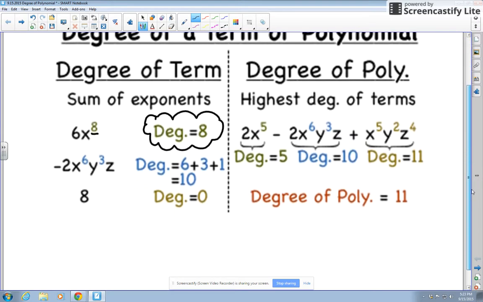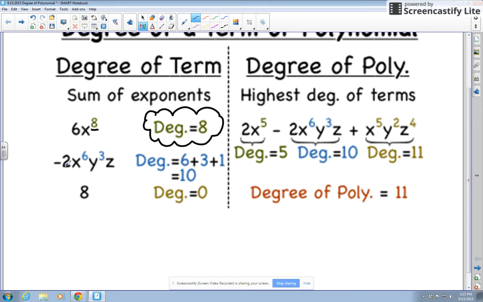So let's look at a different example. A different example would be negative 2x to the 6, y to the third, z to the understood first power. We don't see a 1, but we know it's going to be to the first power. So when we add 6 plus 3 plus 1, we get 10. So the degree of this term will be 10.